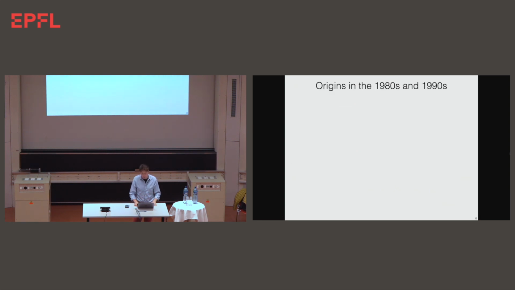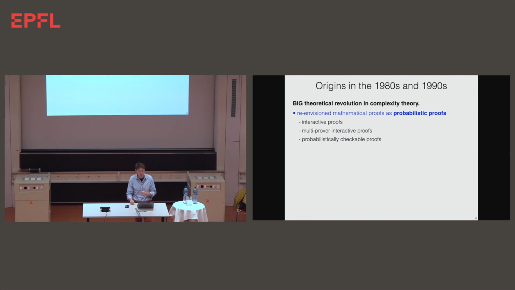Academically, they are a really beautiful subject. They have a very glorified history going back to big revolutions in complexity theory of all things, where in the 80s and 90s, complexity theorists re-envisioned the classical notion of mathematical proofs in a more modern probabilistic sense, known as probabilistic proofs. Some names that you may be familiar with are interactive proofs, multi-prover interactive proofs, and probabilistically checkable proofs. These are all different models to talk about completeness and soundness for theorems.